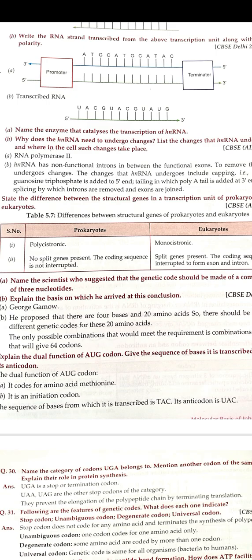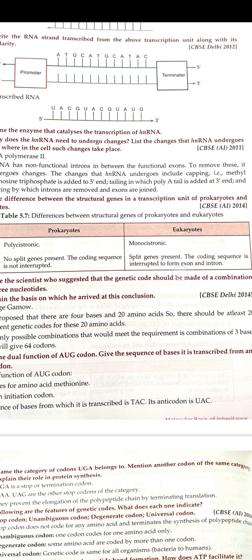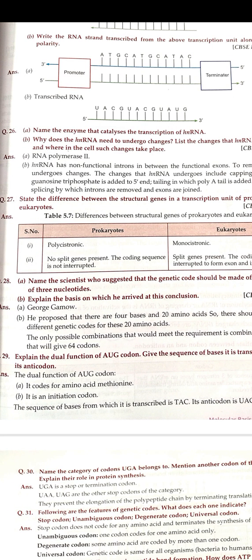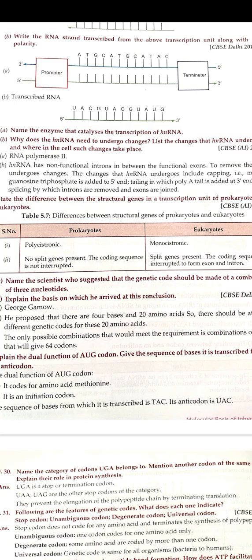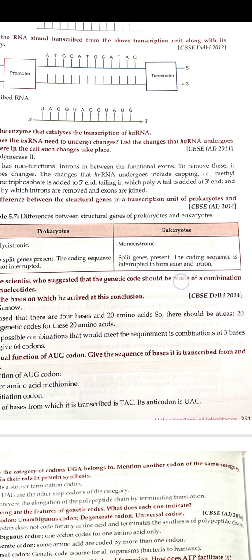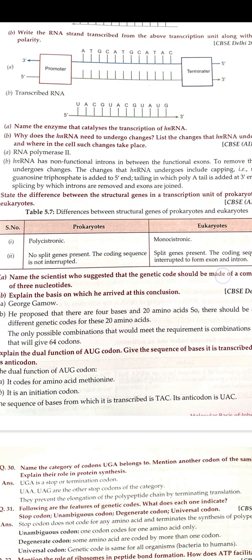The changes that hnRNA undergoes include capping, that is, methyl guanosine triphosphate is added to the 5' end, tailing, in which a poly-A tail is added at the 3' end, and splicing, by which introns are removed and exons are joined.